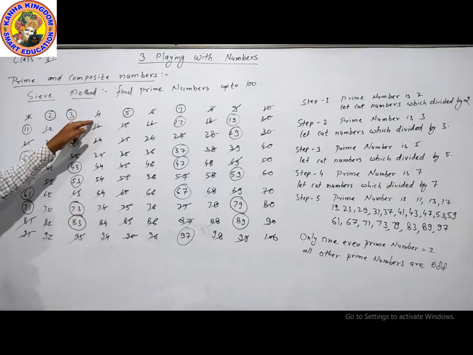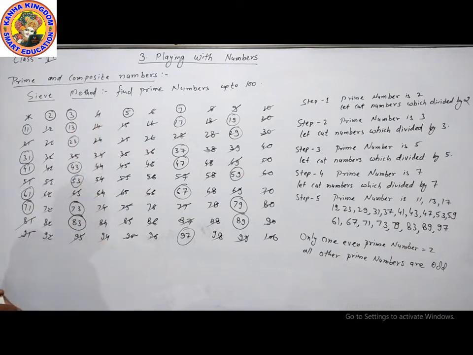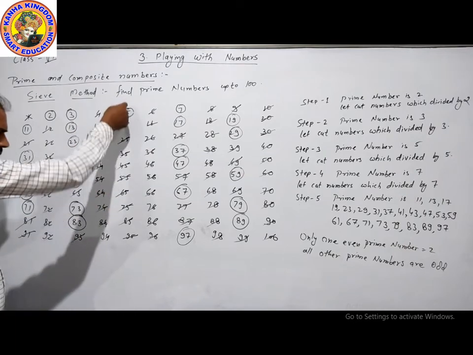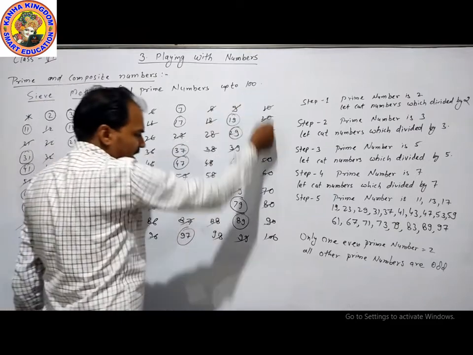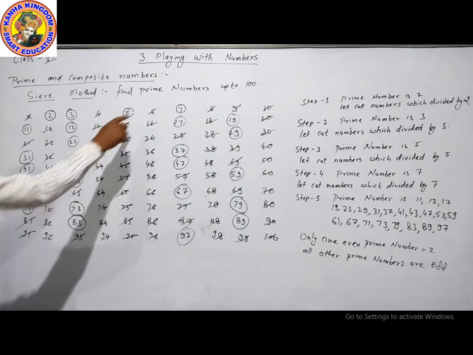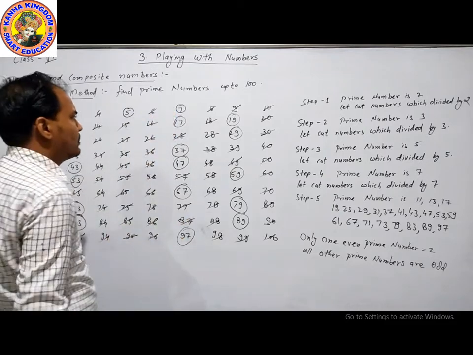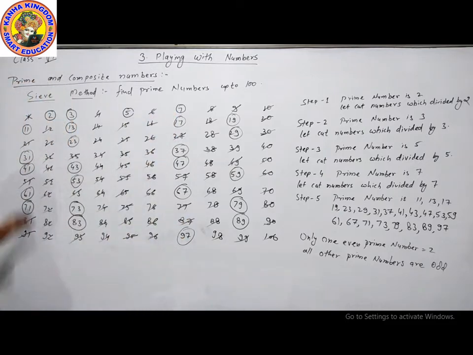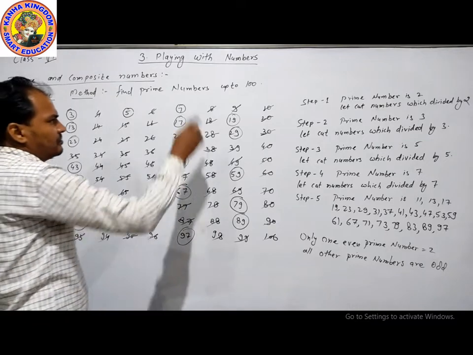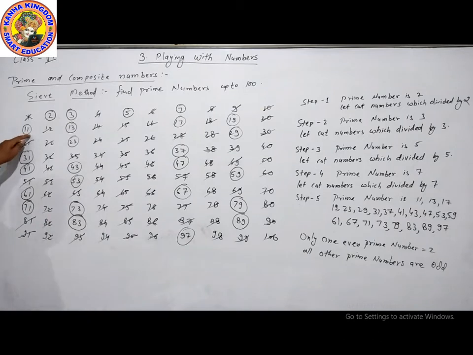4 is already cut, then the next number is 5. We will cut all the numbers which can be divided by 5, this one and this one. These can be divided by 5, so we will cut. 6 is already cut, so the next number is 7. We will cut all the numbers divisible by 7. Now 8, 9, 10 are already cut, the next number is 11.